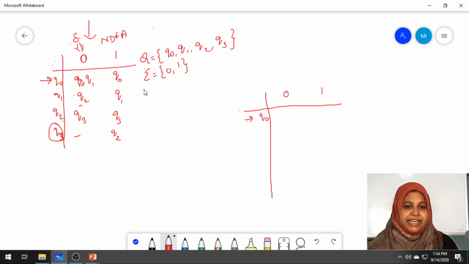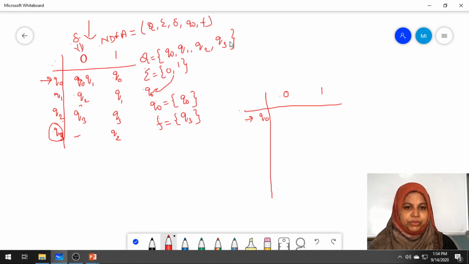Next, the initial state. In this example, which one is the initial state? Q0 is the initial state, because the arrow mark indicates the initial state. Now, which one is the final state? In the given NFA, Q3 is a double circle, and that is the reason Q3 is the final state. Whenever we define any NDFA, we have 5 tuples: Q, sigma, delta, Q0 and F.